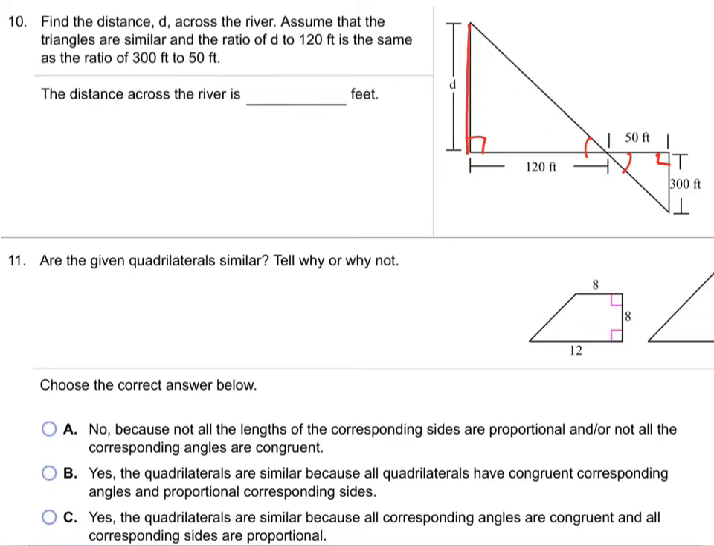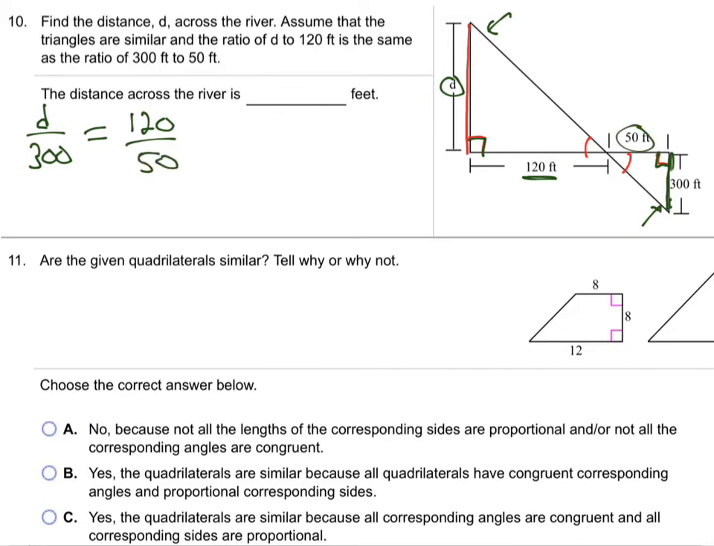Okay, so now let's set up the ratio. So D, what we're looking for, D is to what? What does D correspond with? With the 300, huh? Because the D is between the right angle and the angle that has no mark. The right angle and the angle that has no mark, that's the 300 over there. So the D corresponds with the 300. D is to 300 as 120 is to 50, huh?